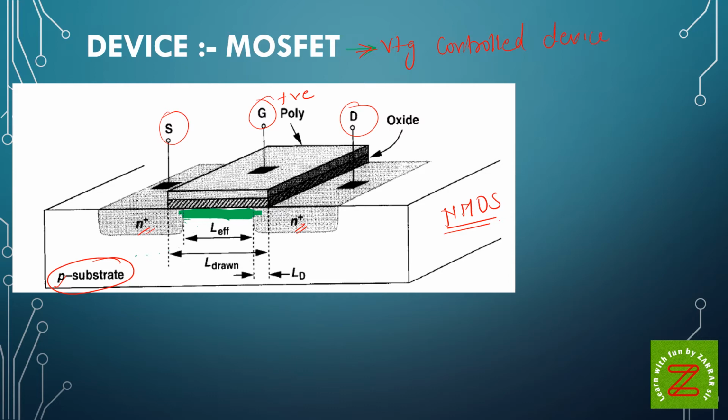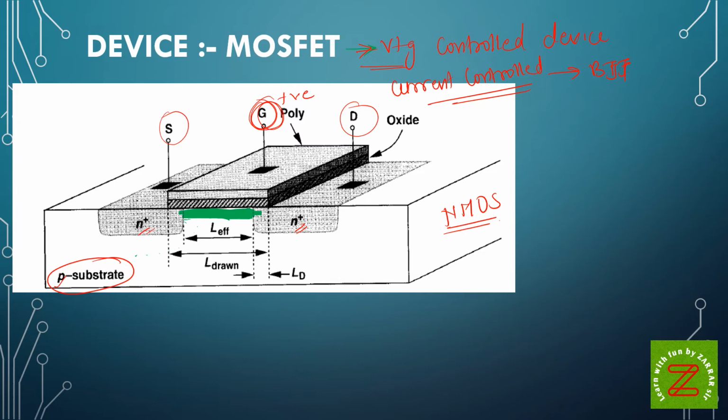That due to this gate voltage we can control the current, while BJT is a current control device. So do remember, it is nothing but a current control device. Which is the current control device? BJT. And MOSFET is a voltage control device. So using this gate voltage, we can control the current.